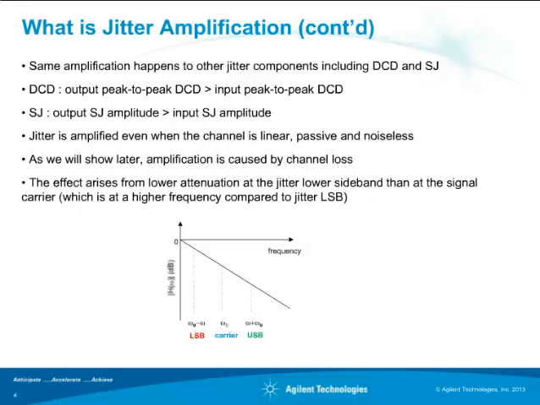The effect can happen in a perfectly linear, passive, and noiseless channel. As we will see later in this presentation, the effect is caused by channel loss. Specifically, it arises from a lower attenuation at the jitter lower sideband than at the signal carrier, which is at a higher frequency compared to the jitter lower sideband, as you can see in this plot. So we will get into the detail of the mechanism in the next section of the presentation.